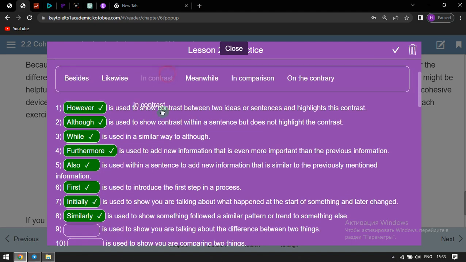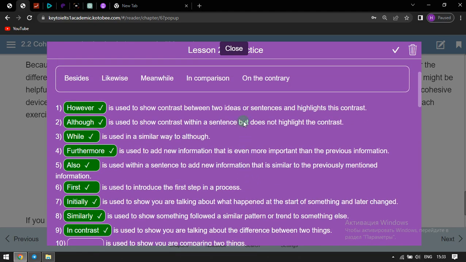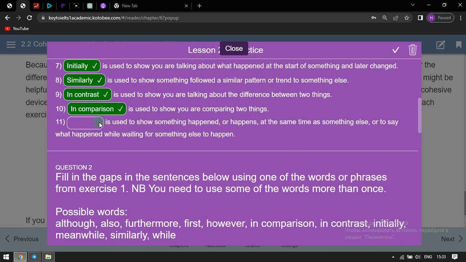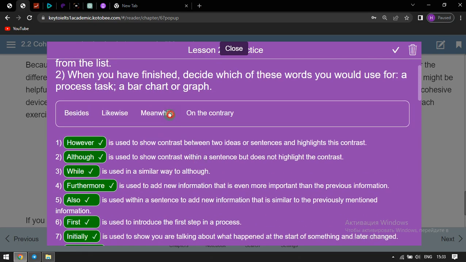Difference between two things. In contrast. Is used to show you are comparing two things. We are comparing. In comparison. Is used to show something happened or happens at the same time as something else, or to say what happened while waiting for something else. Demak, bir vaqt o'zida nimadir bo'layotgan bo'lsa, meanwhile.